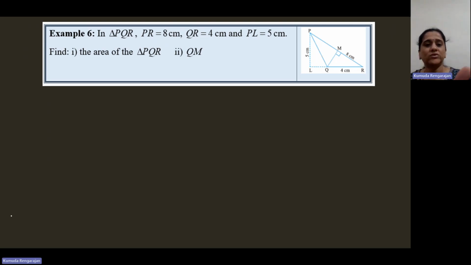I'm not reading the question because it's all in the figure. What is in the figure is given in the question there. So what do you see? Name the triangle. Dotted lines are outside the triangle. So name the triangle. PQR.